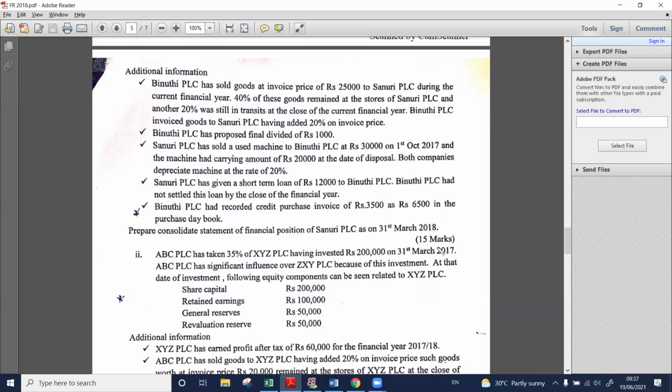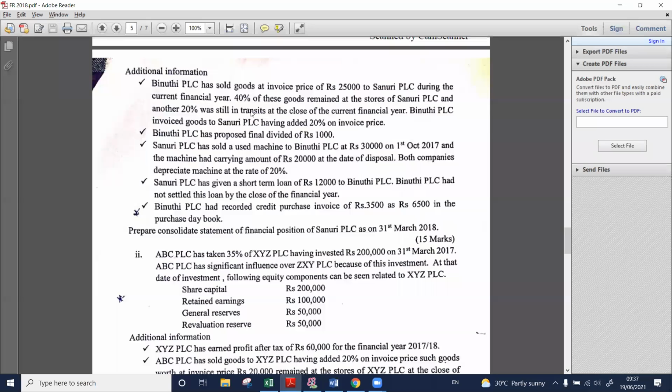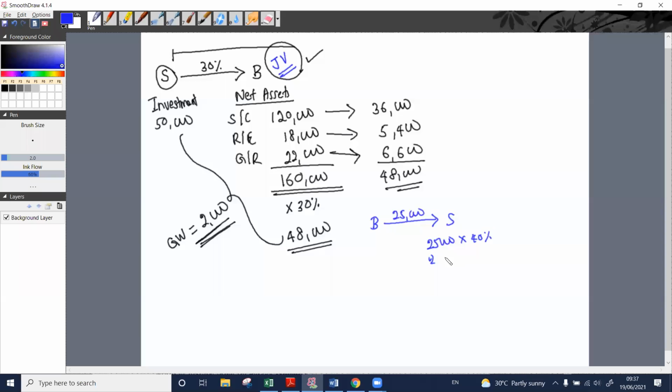Out of this 25,000, 40% is in their stock. Another 20% was still in transit. 20% out of this 25,000 is still in transit. So these are goods in transit. We need to record this one first. Before calculating the unrealized profit, we need to have this in the accounts. Goods in transit. So how can we do that? 25,000 into 20% is 5,000, right?